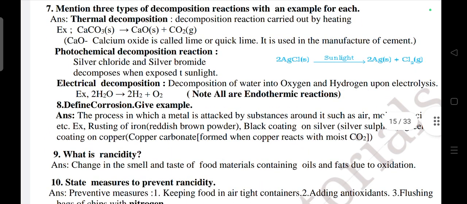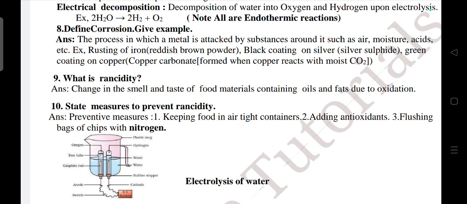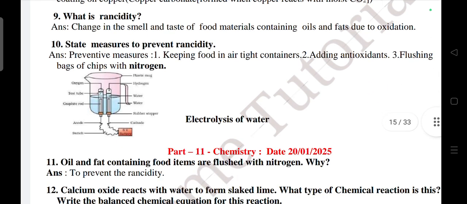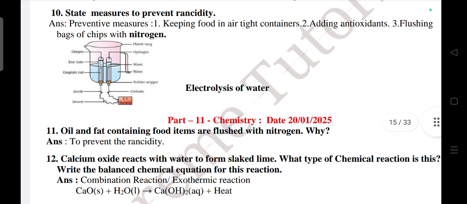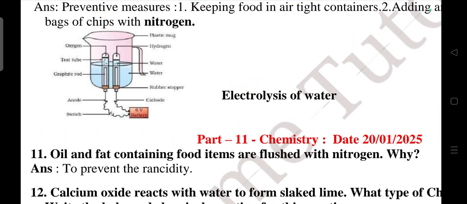Mention 3 types of decomposition reaction with an example: thermal decomposition, photochemical decomposition, electrical decomposition. Next one, define corrosion. Give an example. What is rancidity? The answer is also there. Take a screenshot and start reading from today only. State the measures to prevent rancidity. Next one, this is the electrolysis of water diagram. They may ask you to draw it or to label it.